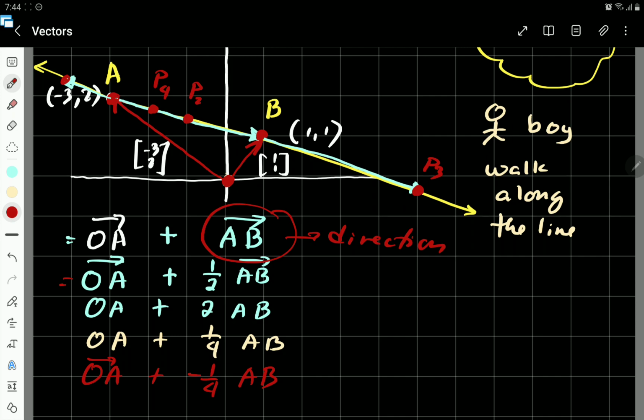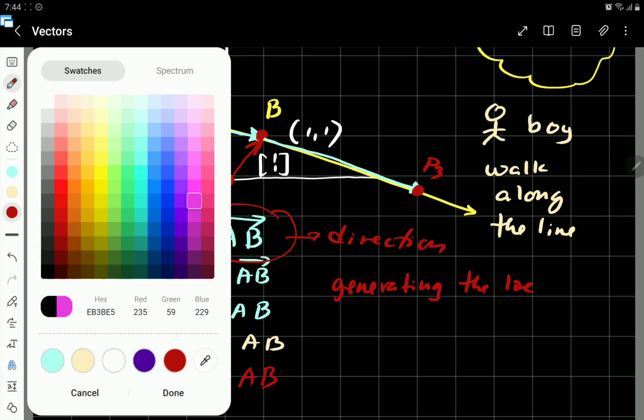So what I am trying to say is that the boy is actually generating this line, generating the line. Okay, why?